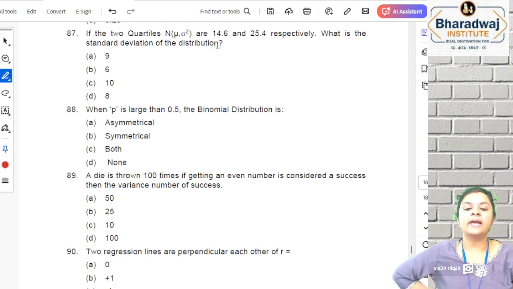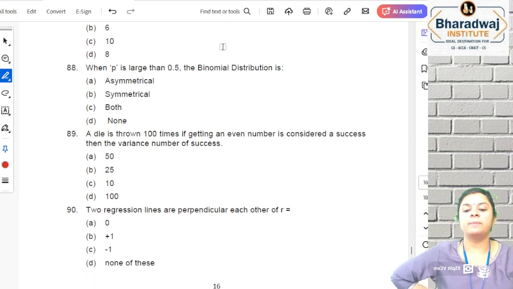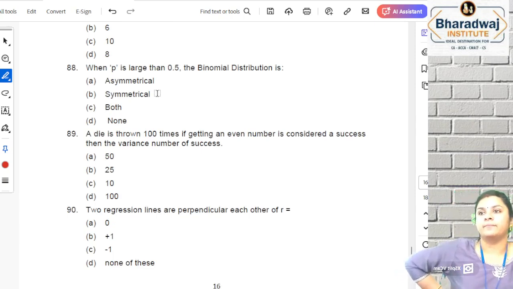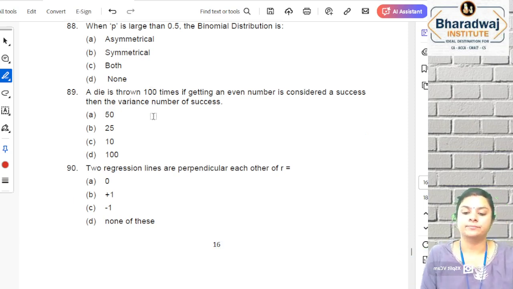87. If the two quartiles are 14.6 and 25.4, what is the standard deviation? You can do mu plus 0.675 sigma, mu minus 0.675 sigma. You can find out the value of sigma. Yes. 88. When P is larger than 0.5, binomial distribution is asymmetrical. Symmetrical means it has to be equal to 0.5.